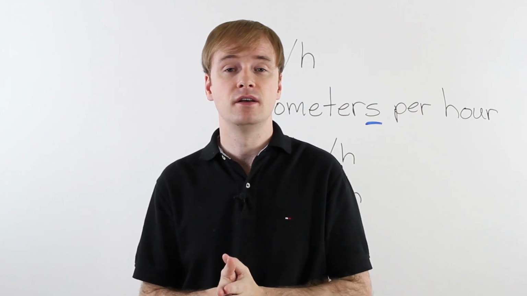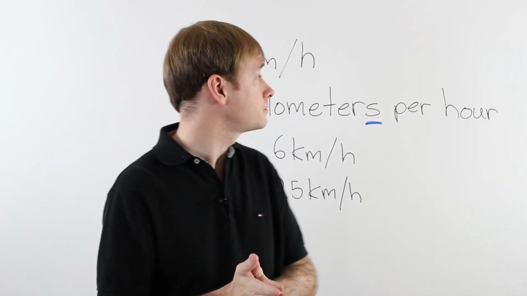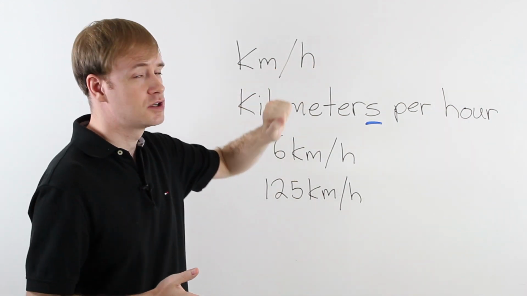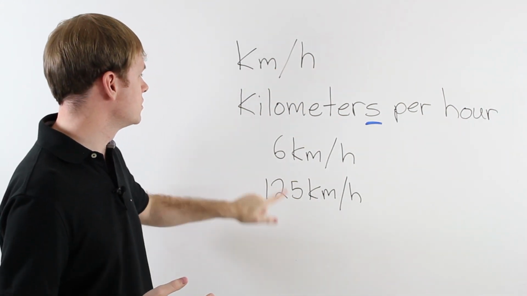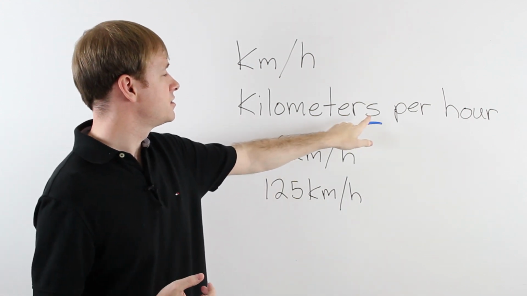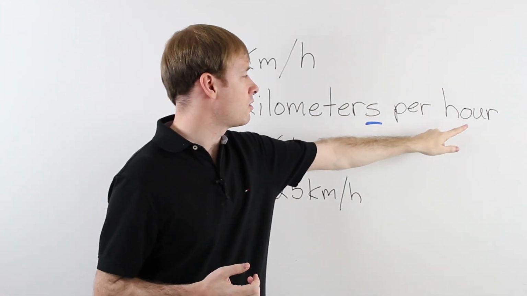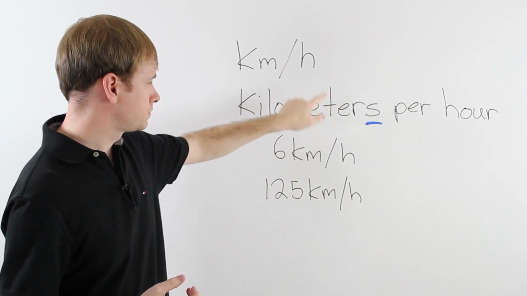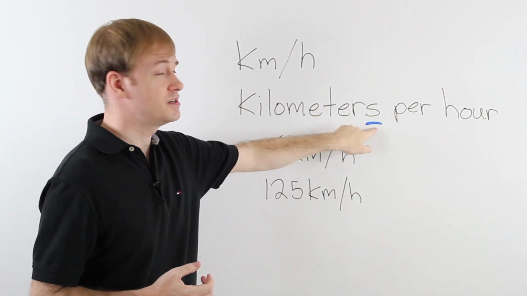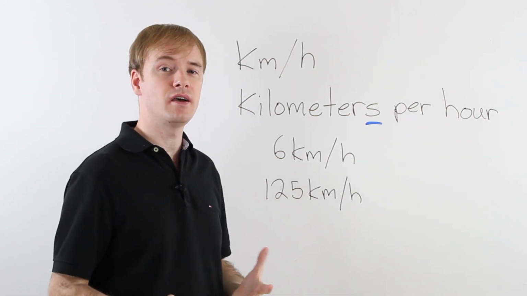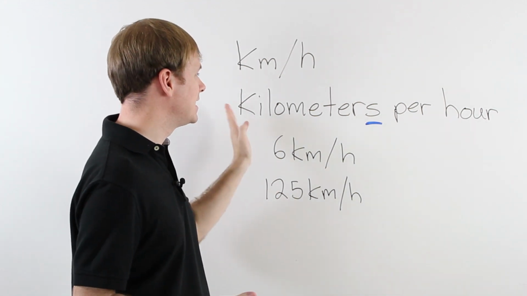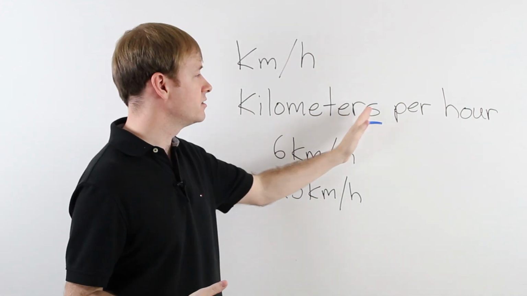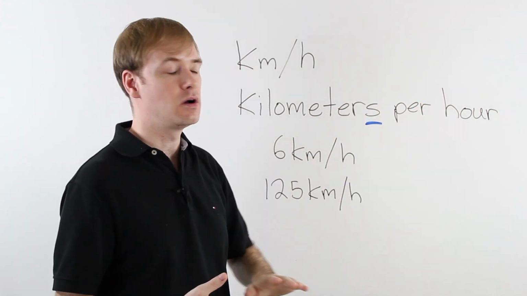But first, let's look at the metric system. All right, so I'm just going to focus on kmh, and kmh, of course, is kilometers per hour. Notice I emphasize the S, okay? You always have to express the S. Kilometers per hour, all right?